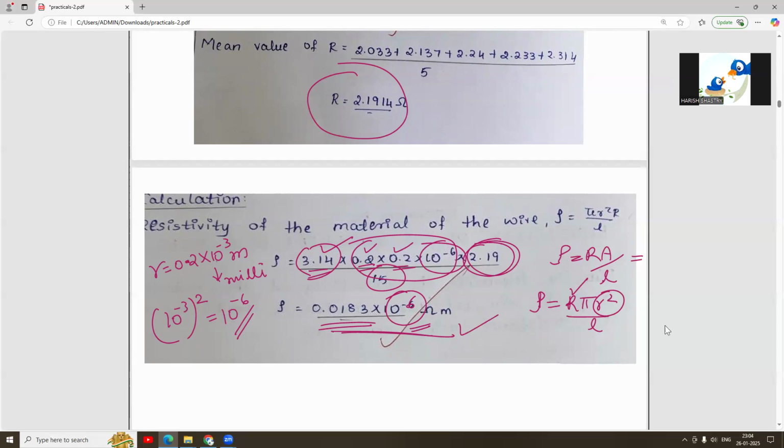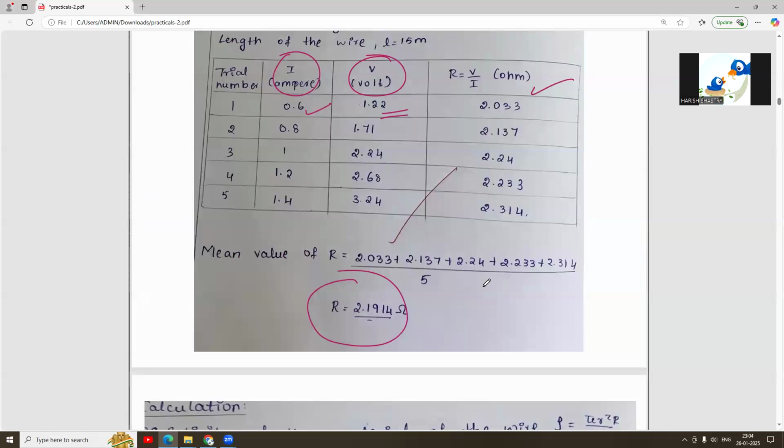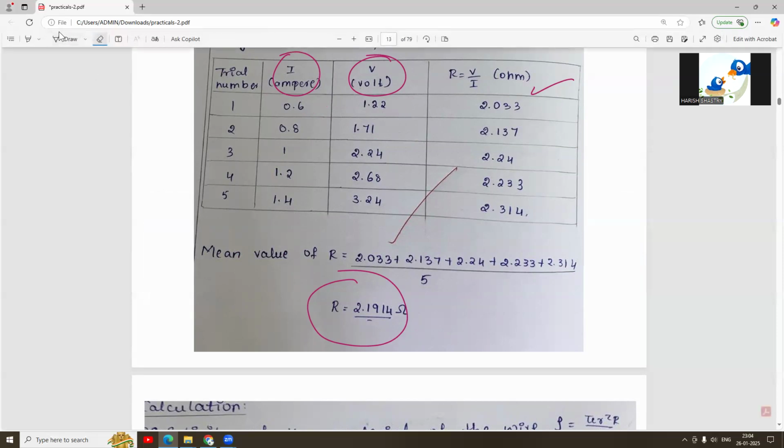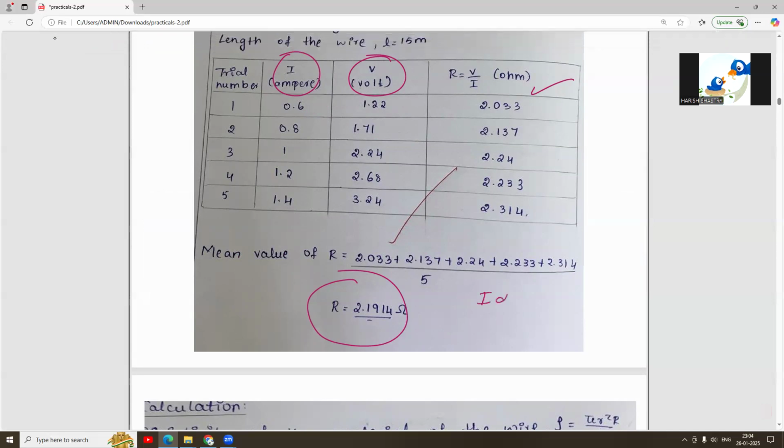Okay, so here we are not going to draw any graph or anything. Simply calculating V by I and getting the mean value. And also here, you can check whether your practical is going well or not. We write Ohm's law as: the current through a conductor is directly proportional to the potential difference. What do you mean by this? When this potential difference is doubled, current should also get doubled. And if you halve the current, then voltage should also get halved.